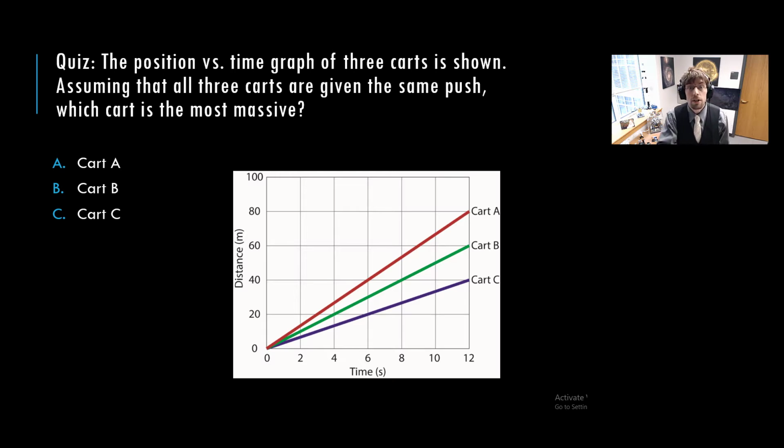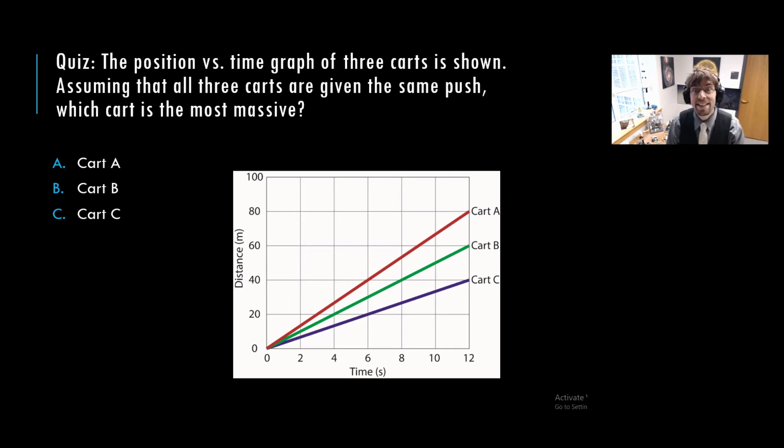So here I have plotted the position versus time graph. Position in the vertical axis, time in the horizontal. Now there's three carts plotted here, and let us assume that each cart is given the same push. Which cart is more massive?